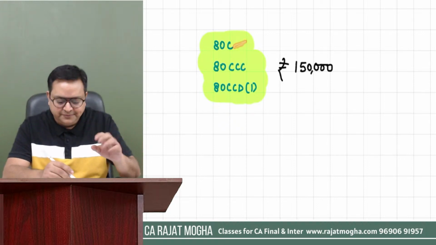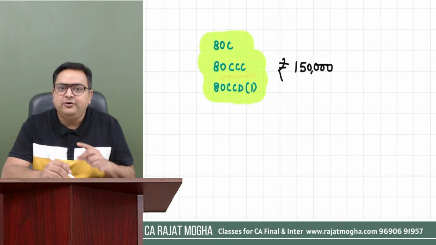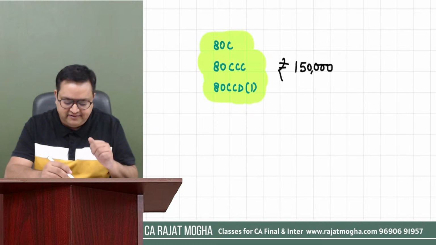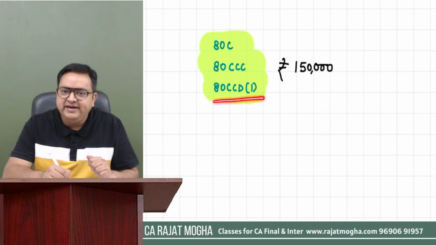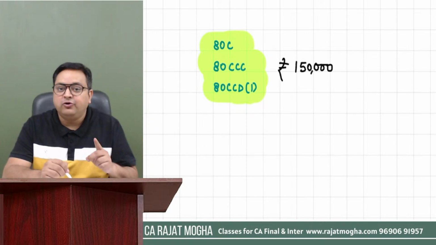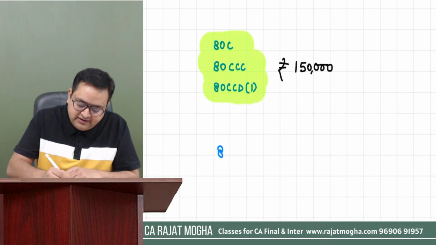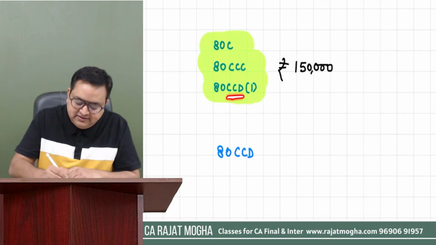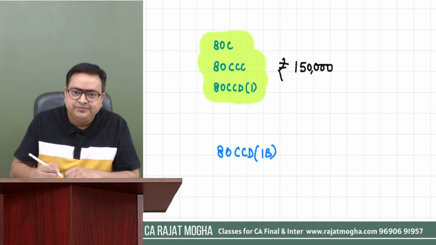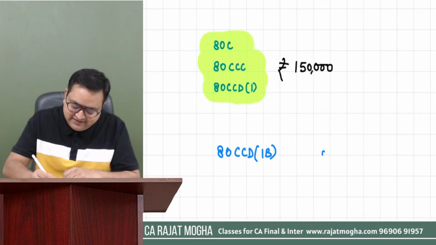The total of 80C. 80CCC is related to the pension fund of LIC. I'll revise that also. 80CCD(1) is related to the pension scheme. I'm not talking about 1B. We have another section which we will do in 80CCD. See, this is also CCD, but this is CCD(1B). And there is another section in 80CCD, 80CCD(2).